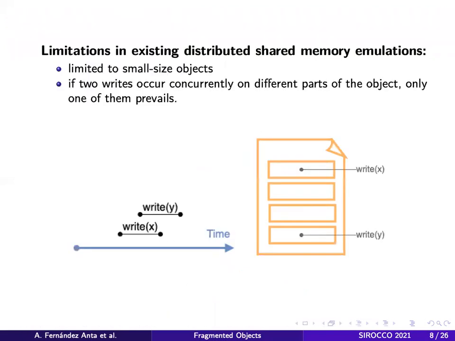The issue with these emulations is that they can handle small size objects, but cause performance overhead when handling large objects. Also, if 2 writes occur concurrently on different parts of the object, only one of them prevails.